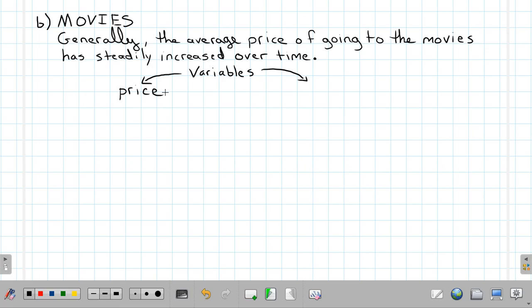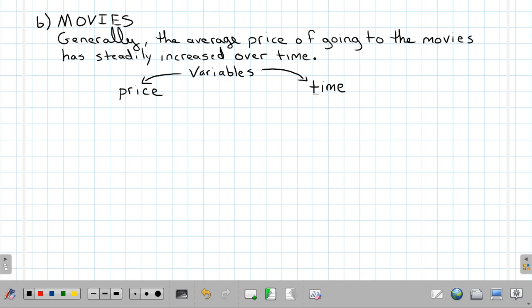And this one's the tricky part. What's the other thing that changed here? Well, time changes. Time is actually always changing. So when you see time in a question, usually it's going to be a variable because it always changes. Time always changes, okay? So in this case, price and time, well, which one's going to be independent and which one's going to be dependent? So which one depends on the other?